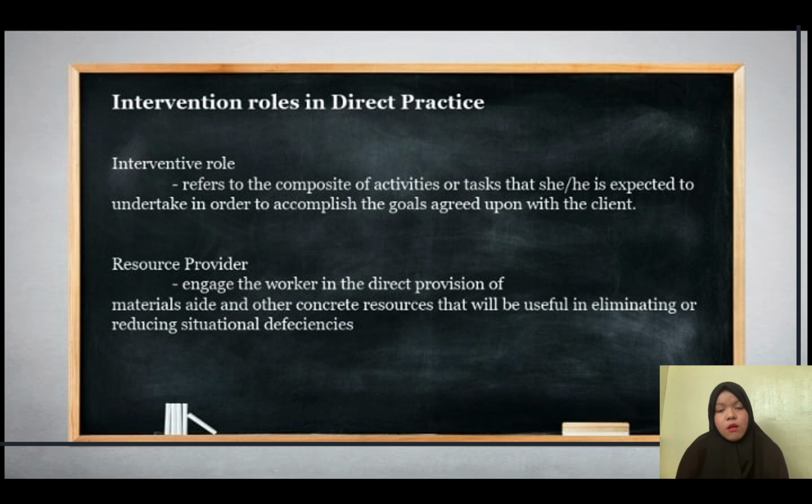So, it also requires face-to-face and direct contact with the client in order to avoid conflict.